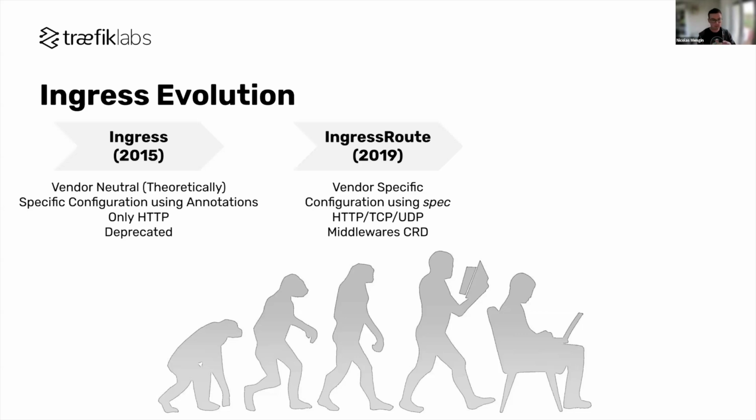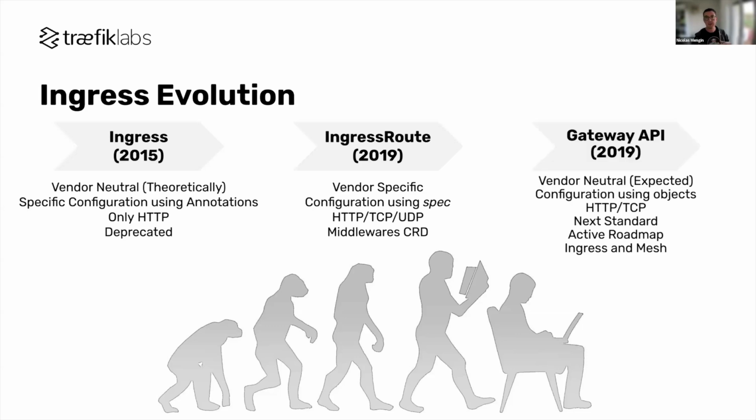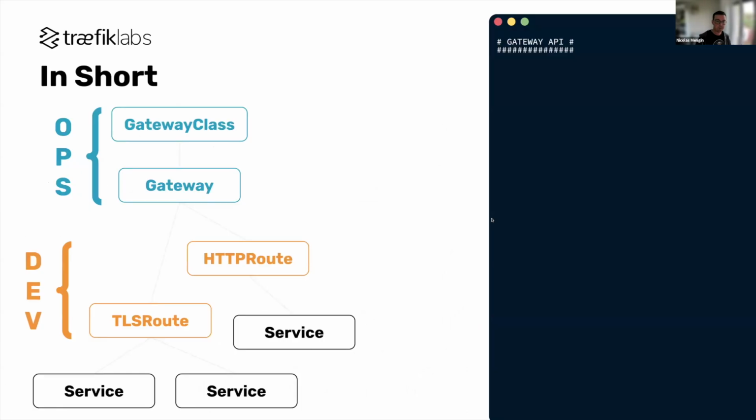It was the beginning of 2019 with Traefik v2, and at the end of the same year, it was decided to start working on a new specification, a new standard that goes beyond the ingress specification. That's how Gateway API was born, and it was released in v1 at the end of 2023. Let's go deeper into Gateway API.